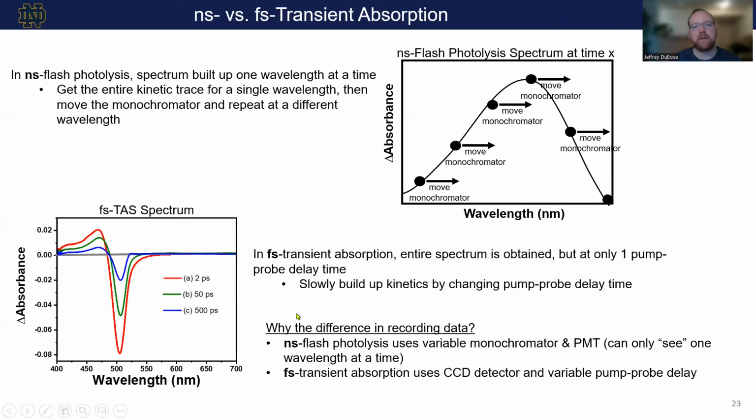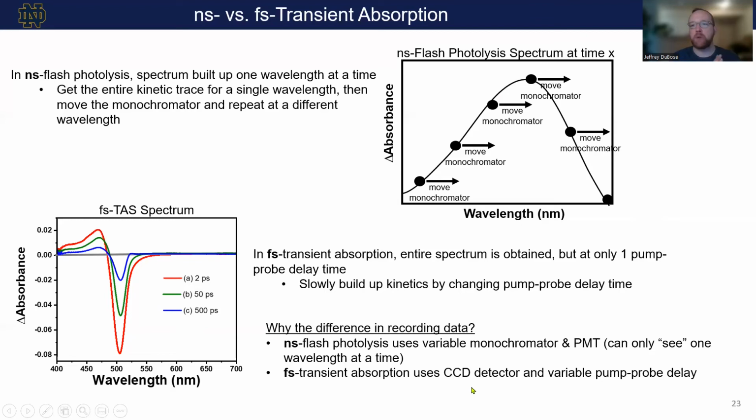And again, if we ask ourselves why there is this difference in recording the data, well, obviously the lasers are different for flash photolysis versus femtosecond TA, but also the detection system is very different, right? Flash photolysis, we're using this variable monochromator, the PMT, and also the oscilloscope to measure those changes in voltage. Versus femtosecond TA, we have a CCD detector, and again, this variable pump probe delay through that optical delay rail.